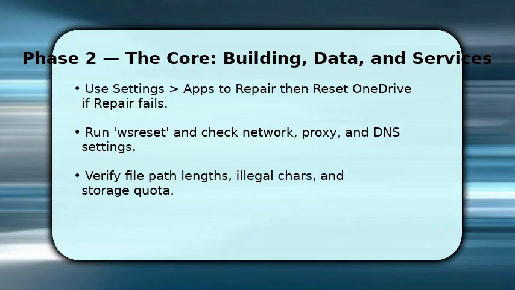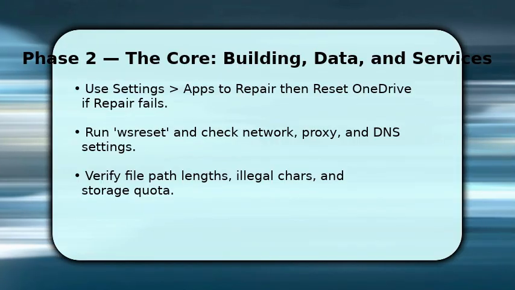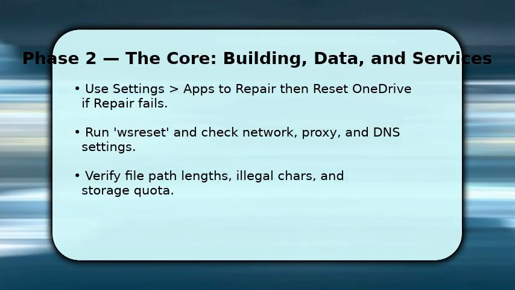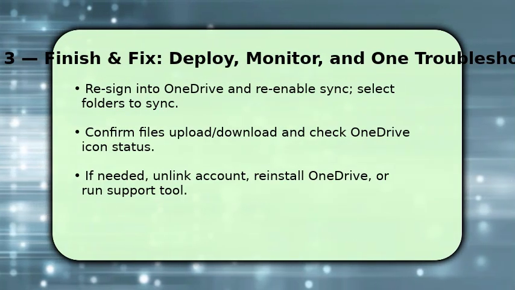Next, flush caches with WS Reset and confirm your network, proxy, and DNS settings so OneDrive can reach Microsoft servers. Also inspect file path lengths, illegal characters, and storage quota. These often block sync. Make sure selective sync settings include the folders you need, because exclusions can look like failure. Finish by signing back into OneDrive and enabling sync for desired folders.